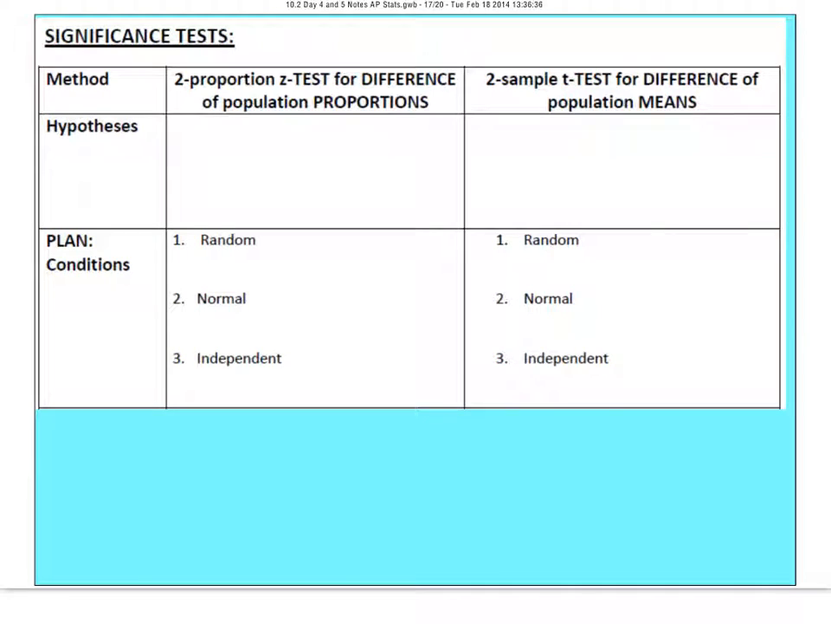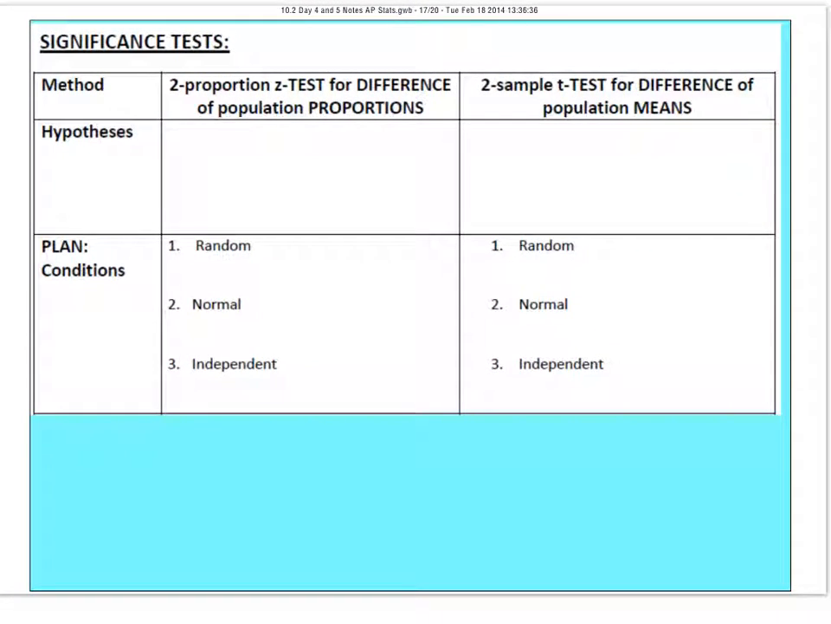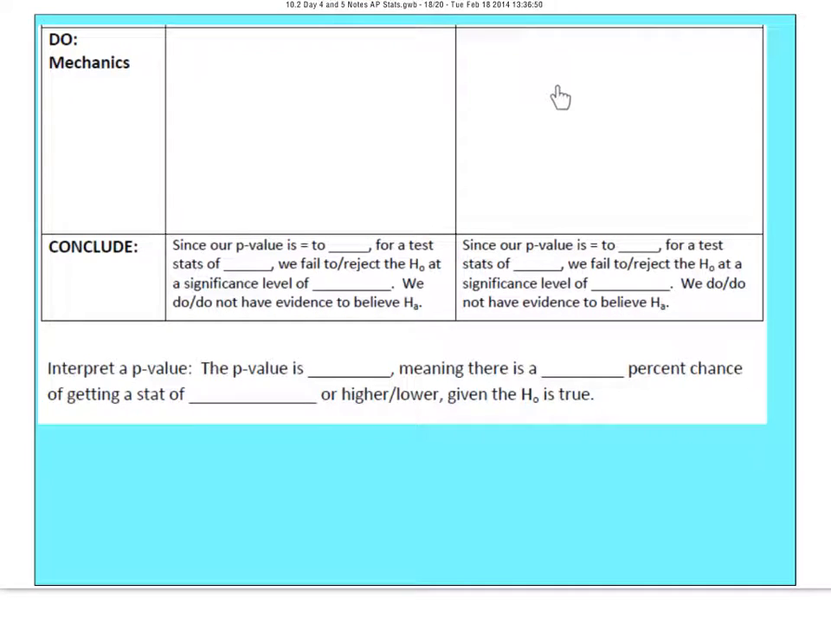Now in your packet, you're going to see I have written down our summary table of significance tests. We have the 2 proportion z-test for the differences and the 2 sample t-test for the differences. I'm not going to walk through all of this again. I'm just going to recommend that you review your notes for how you would write the hypotheses, how you check the plan conditions, what you would show for the mechanics, and how you make your conclusions for those tests. This is a great review again about how to interpret the p-value.